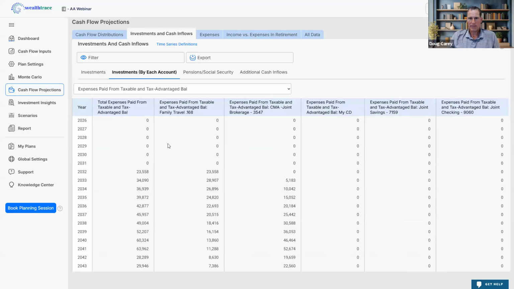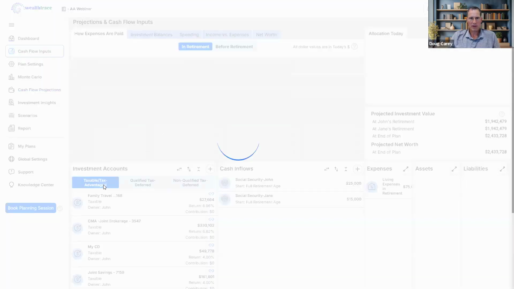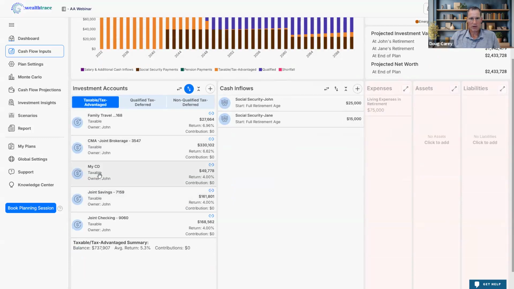So you can see that, and you can change the order of withdrawals in the investment accounts section. You can reorder these. So I'm going to reorder. I'm going to say, you know what? I want to use the CD first, and actually, I'm going to use the savings first, and then checking. So you can reorder these, and then that will flow through to what I just showed you.